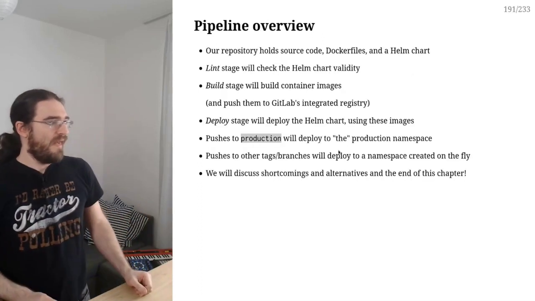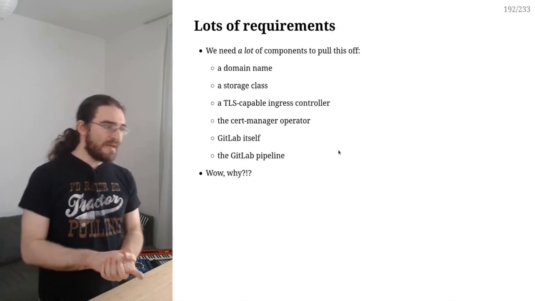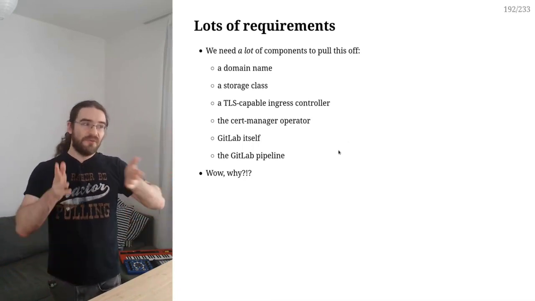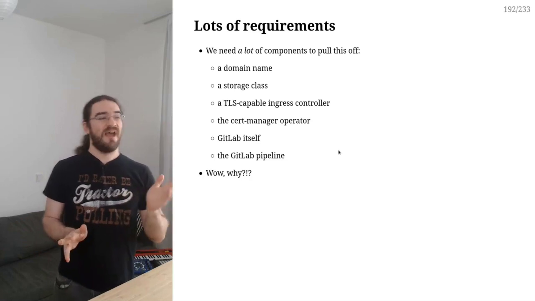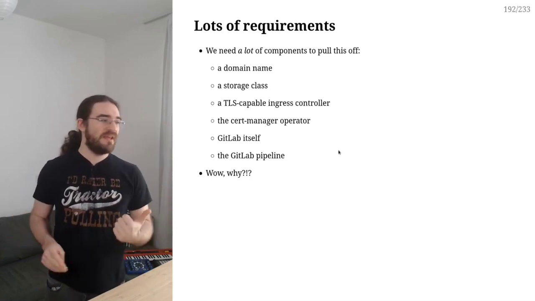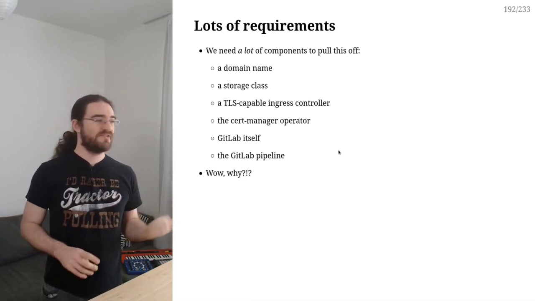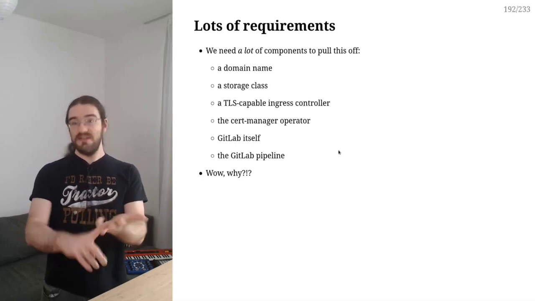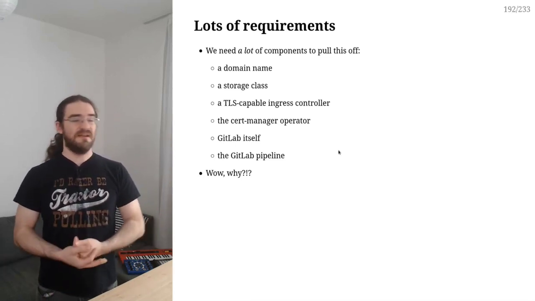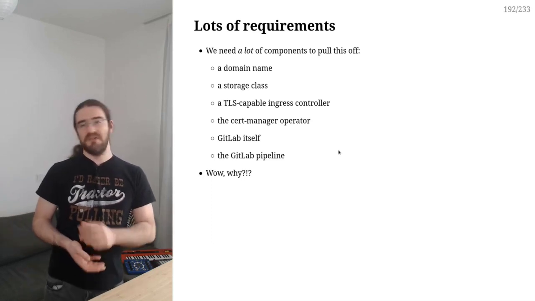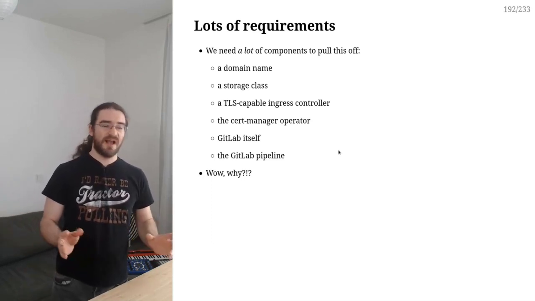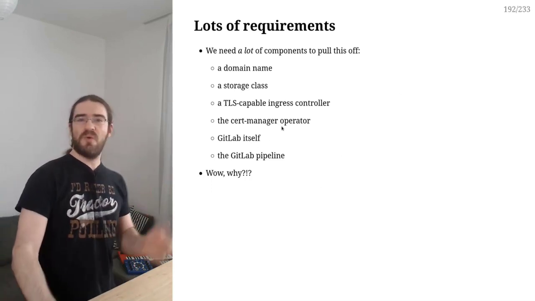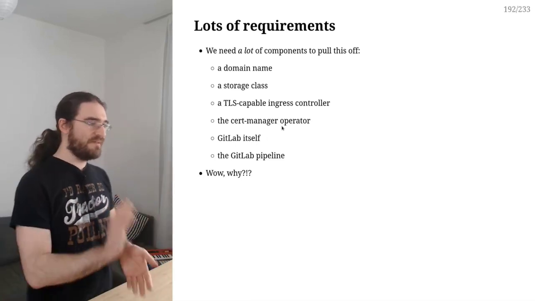All right, so as I mentioned earlier, the reason why we had so many things before getting to GitLab itself is that we have all these requirements. We need a domain name, we need to have some storage, we need to have TLS, we need to have valid certificates, and of course we need GitLab itself. And I mentioned that a few times, but I'm going to give a little bit more details about these requirements now. Why do we need all that? Why can't I just deploy GitLab and be done with it?